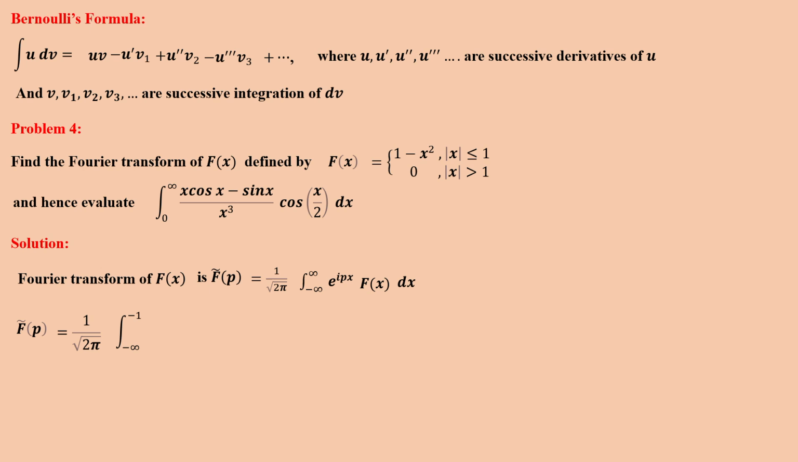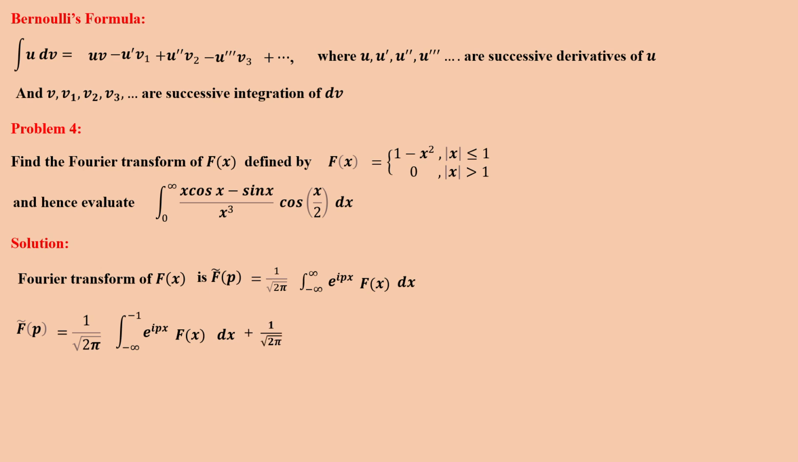|x| less than or equal to 1 means x lies between minus 1 and plus 1. So f(x) is 1 minus x squared only if x lies between minus 1 and plus 1. In all other intervals, the value of f(x) is 0. That is why we are splitting into 3, right? Minus infinity to minus 1, then minus 1 to plus 1, because between minus 1 and plus 1, f(x) has the value 1 minus x squared. In the remaining part f(x) is 0, then 1 to infinity, right?